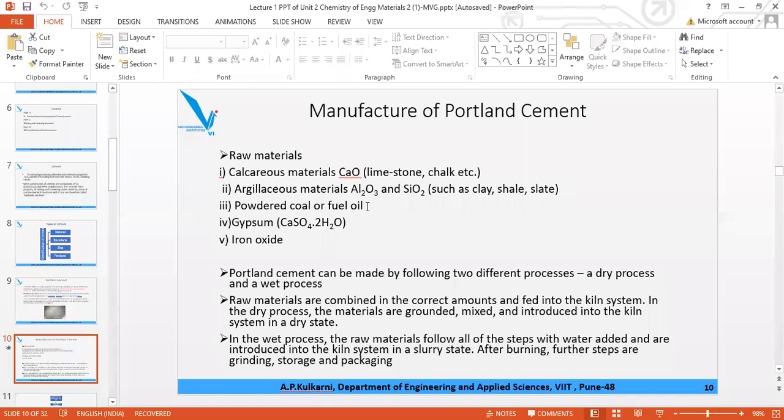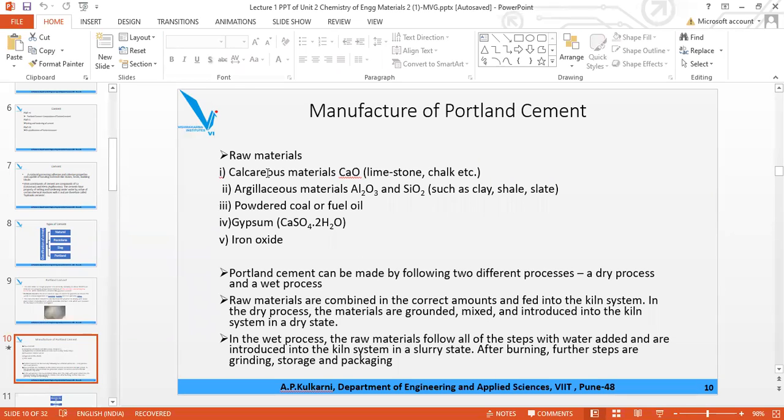Powdered coal or fuel oil is needed for burning. I will explain that process here. Gypsum is used as a retarder. Remember the formula of gypsum: CaSO4·2H2O. And we also have to use iron oxide. So within one minute, just learn all these things, and then I'll explain the manufacturing process in detail.